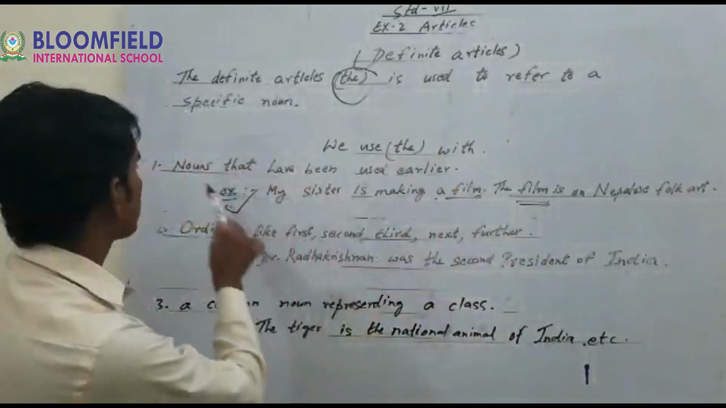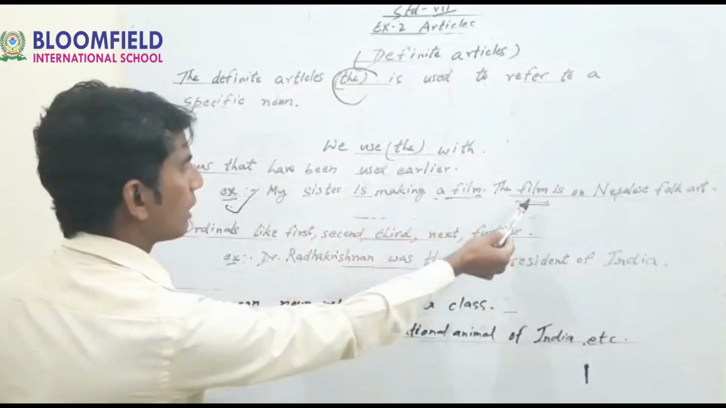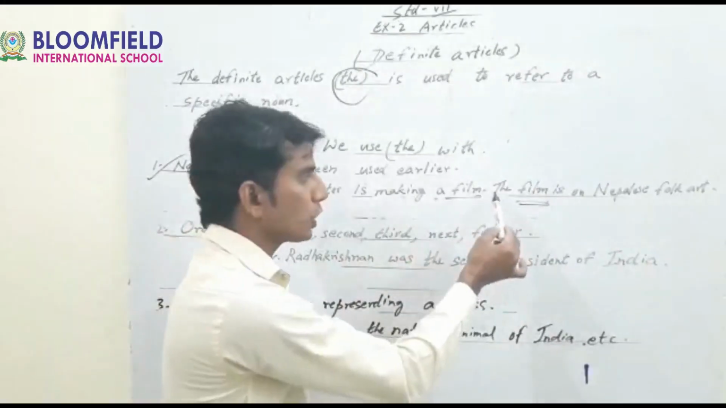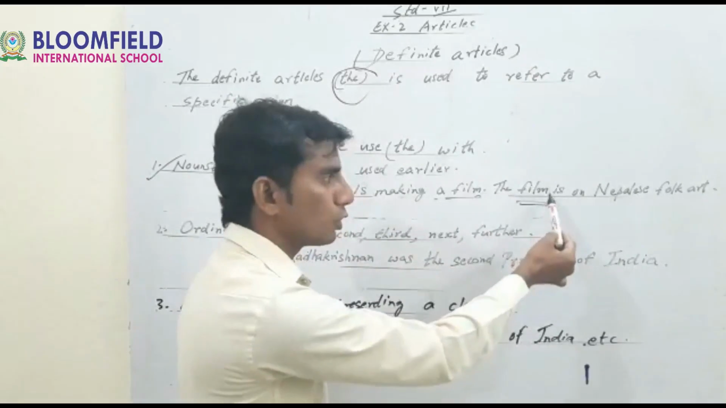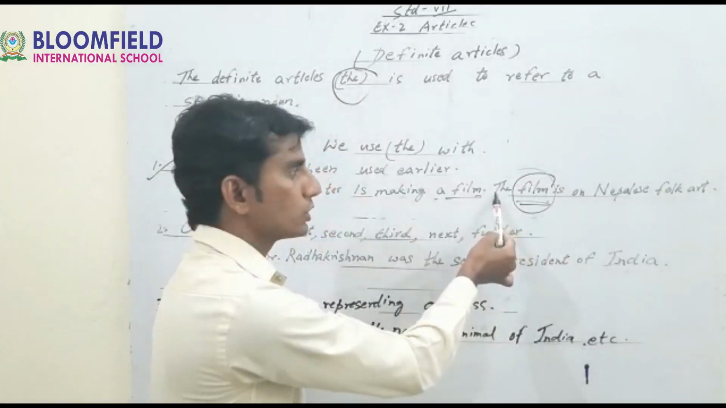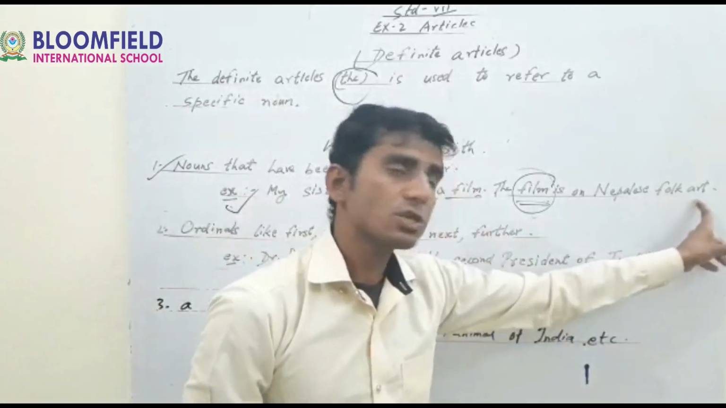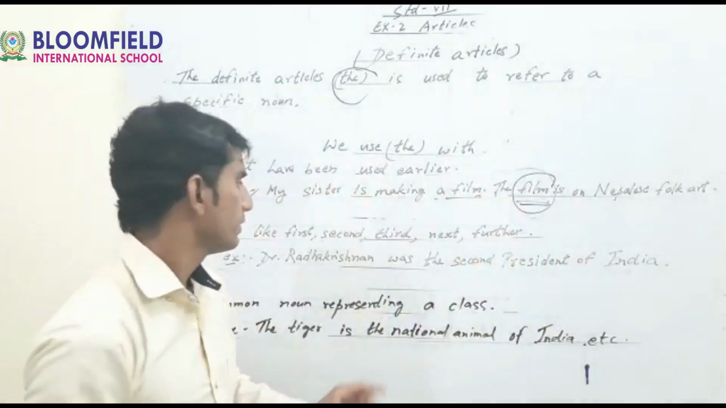See, film has been used here. What has been said here? Nouns that have been used earlier. My sister is making a film, and again after the full stop, here also film has been used. So film is a noun here, and before that, "the" is used. The film is on Nepalese folk art.